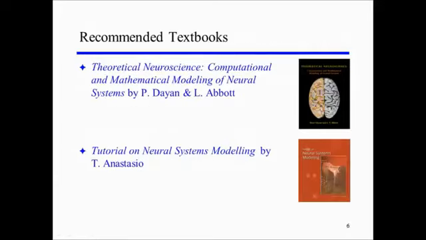Here are the 2 recommended textbooks for this course. They're not required, but they might be useful if you need additional information besides what's covered in the lecture videos and the lecture slides. The first one is Theoretical Neuroscience. This is a standard textbook in the field, and it's a book written by Peter Dayan and Larry Abbott, 2 leading researchers in computational neuroscience. The other textbook is called Tutorial on Neural Systems Modeling, and it's by another leading researcher in the field, Thomas Anastasio. And this book also comes with some MATLAB code that you might find useful as you're exploring concepts in computational neuroscience.